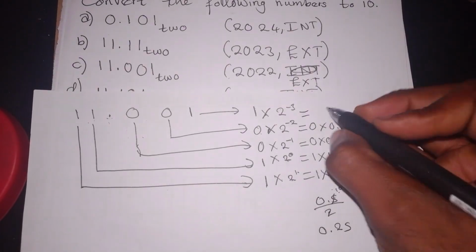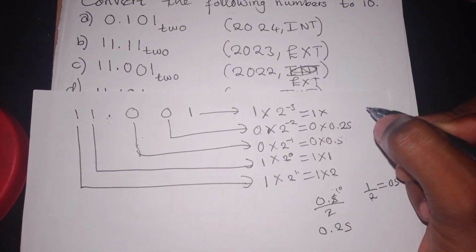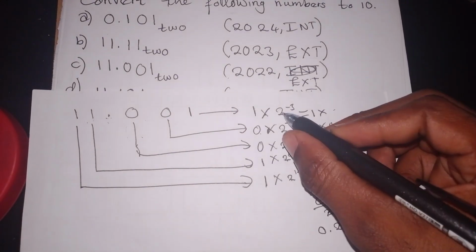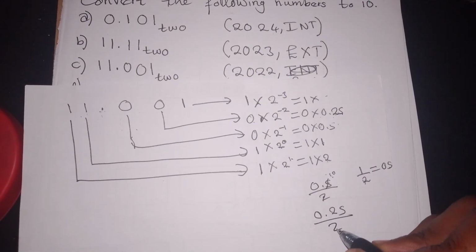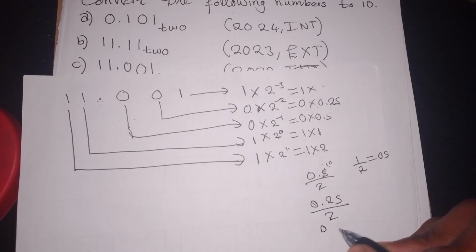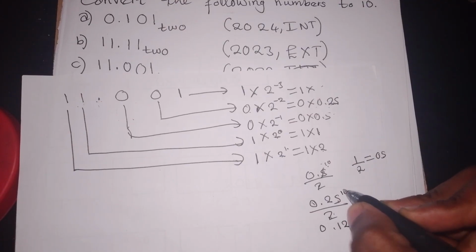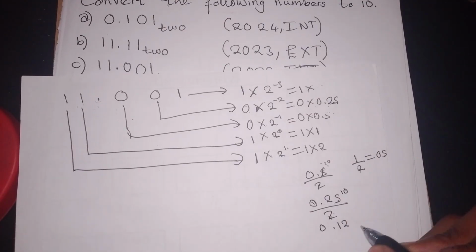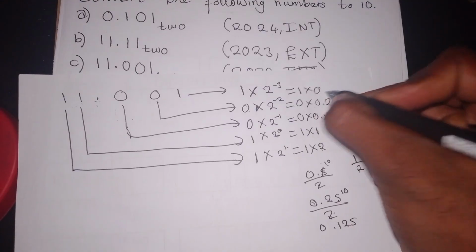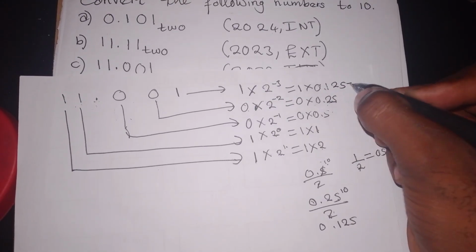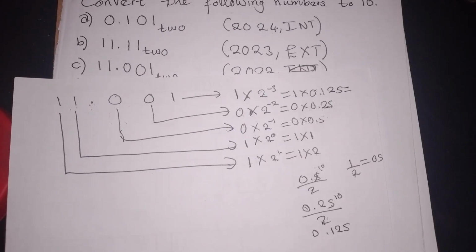And then you do the same thing here. You divide this by 2 to find this. So you can just divide 2 into 0, you have a 0. 2 into 2, you have a 1. 2 into 5, you have a 2. Remainder 1. And then you put a 0. 2 into 10, that's a 5. So this is 0.125. And then now you can multiply and add the products.